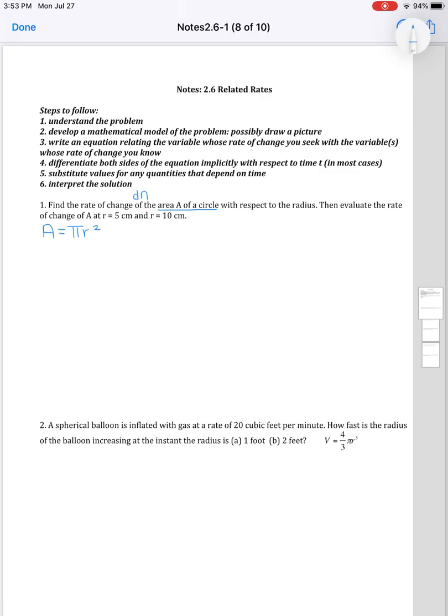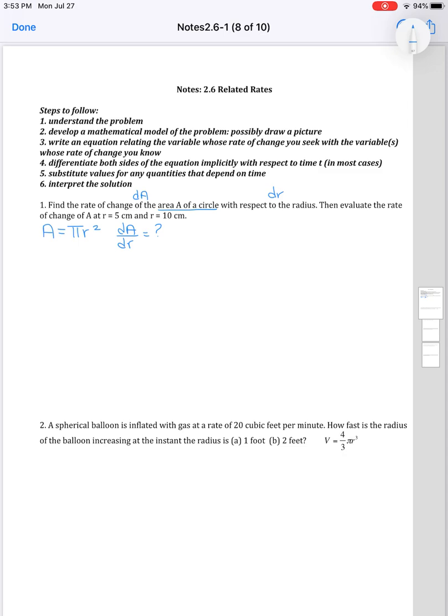Then we're going to differentiate both sides with respect to t. So we're sort of going to incorporate a little bit of implicit here. And then we're going to sub in our values and solve for whatever is being asked to find. So number one says find the rate of change for the area of a circle.